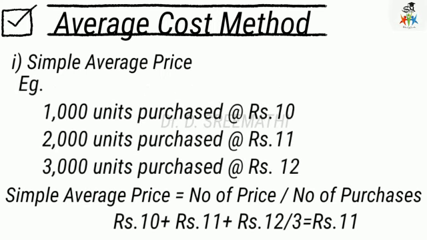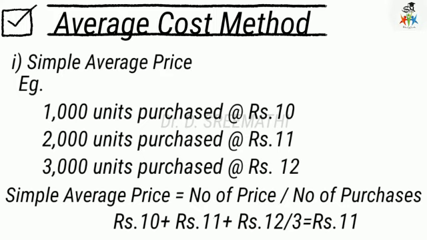Here 1000 units are purchased at 10 rupees, then 2000 units purchased at 11 rupees, and 3000 units purchased at 12 rupees. In such a case, the issues may not be made at a particular price, so we have to calculate a simple average price. The prices are 10 rupees, 11 rupees and 12 rupees. If you total this and divide it by 3, since there are 3 prices, you will get 11 rupees.